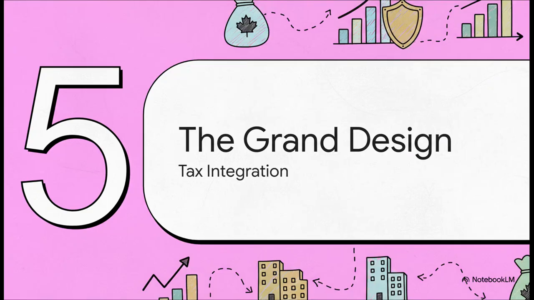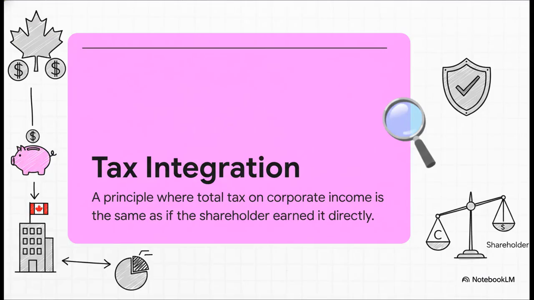All right, for our last section, let's zoom out. Let's connect all these practical rules to the key theory that underpins the entire system for private corporations in Canada, and that principle is called tax integration. Tax integration is this core idea that an individual should, at least in theory, pay about the same total tax whether they earn income personally or through a corporation. And for CCPCs, there are two sort of notional accounts that are absolutely crucial for making this theory a reality.